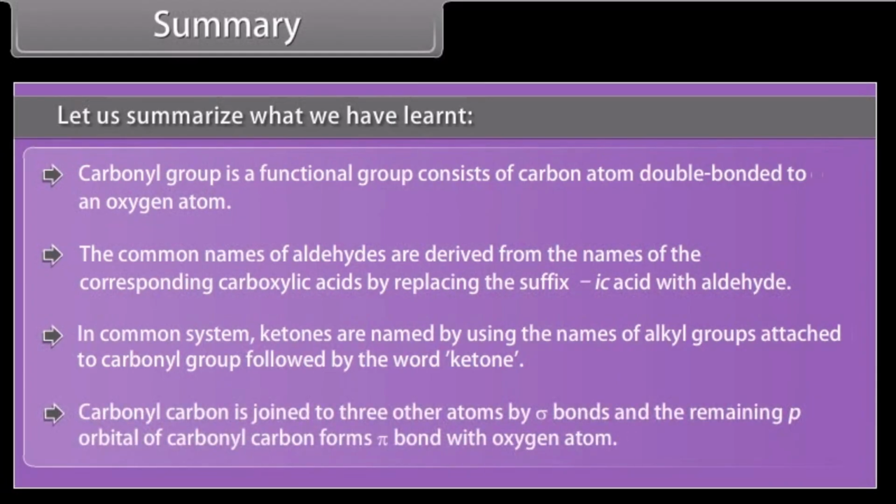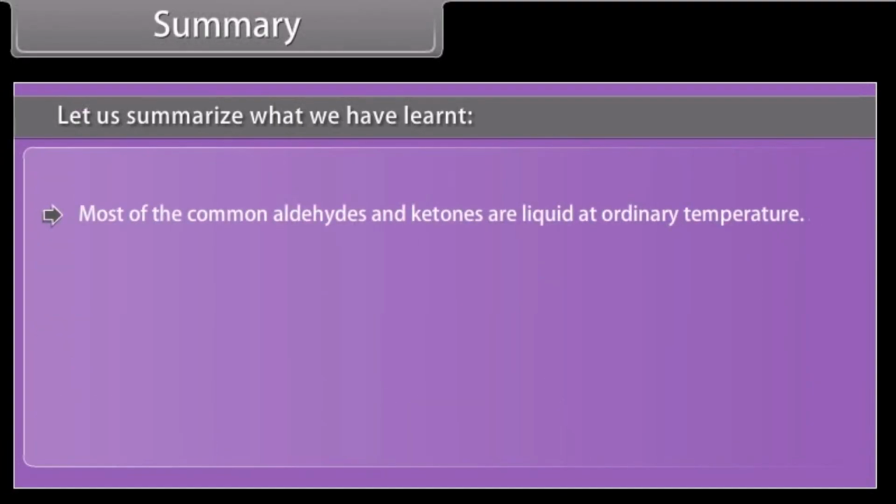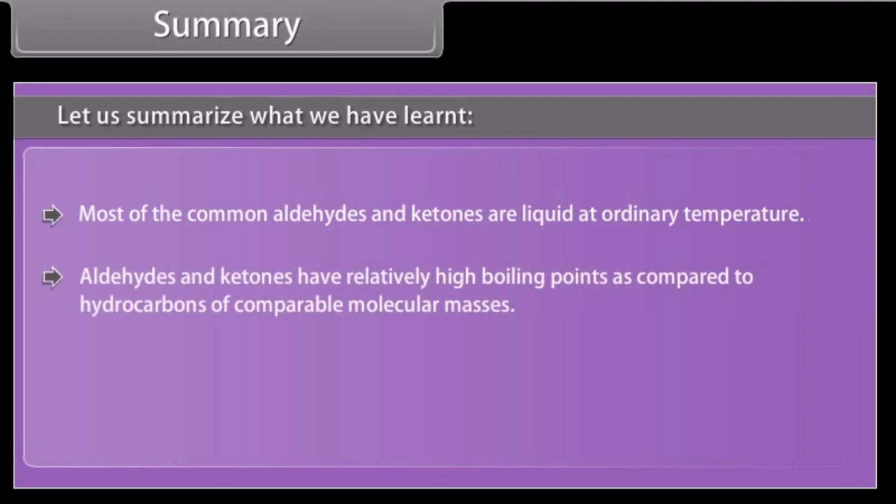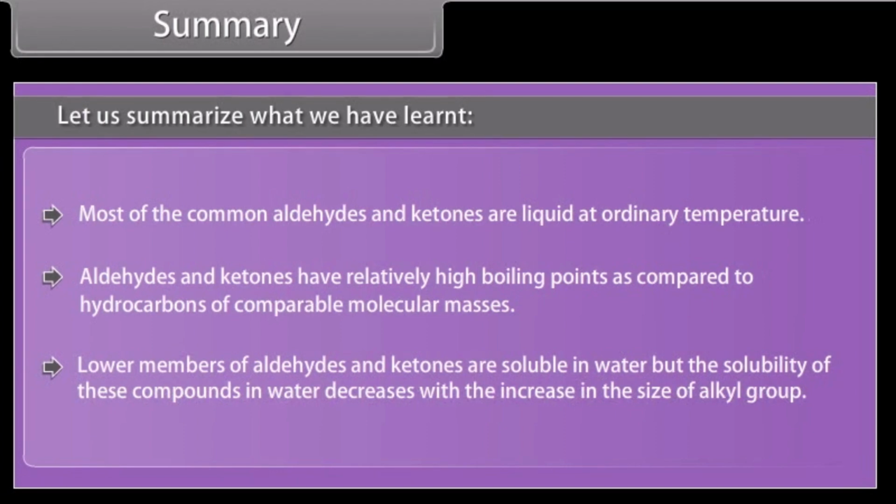Carbonyl carbon is joined to 3 other atoms by sigma bonds, and the remaining p orbital of carbonyl carbon forms a pi bond with the oxygen atom. Most of the common aldehydes and ketones are liquids at ordinary temperature. Aldehydes and ketones have relatively high boiling points as compared to hydrocarbons of comparable molecular masses. Lower members of aldehydes and ketones are soluble in water, but the solubility of these compounds in water decreases with the increase in the size of alkyl group.